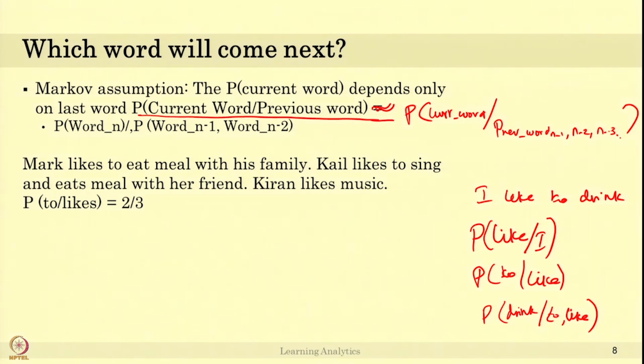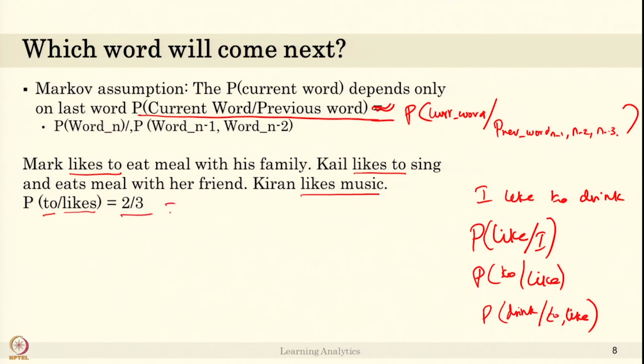So let us look at one simple example to understand that more clearly. Mark likes to eat meal with his family, Kyle likes to sing and eats meal with her friends, Kiran likes music. Okay. Currently the word is "likes"; what is the probability that the next word will be "to"? "Likes to" occurs 1 time, 2 times. There are 3 times "likes" occurs with other words. So in your bigram dictionary you will have "likes to" and "likes music", the 3 entries. How many start with "likes"? 3, but how many have "to" as the second word? 2. So "likes to" is 2 times compared to the total of 3.